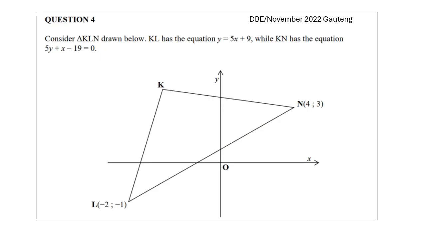Let's look at our last question. Consider triangle KLN drawn below. KL has the equation y equals 5x plus 9, while KN has the equation 5y plus x minus 19 equals 0.